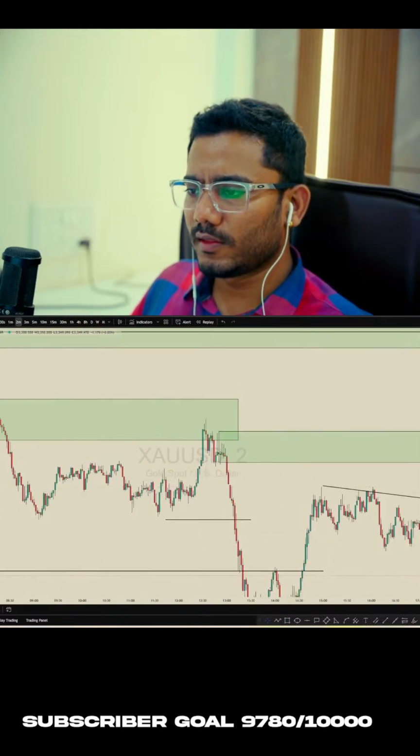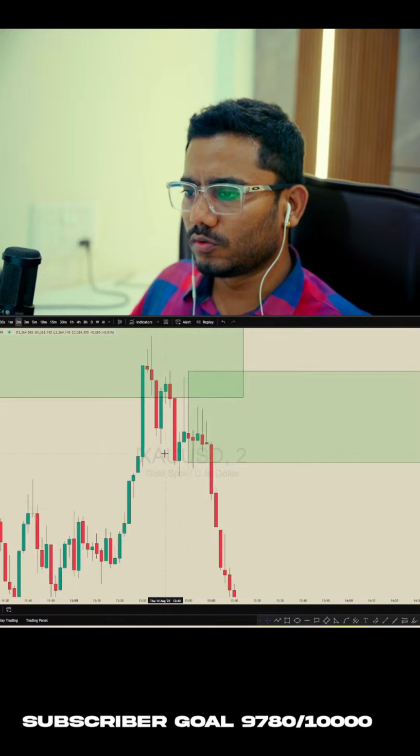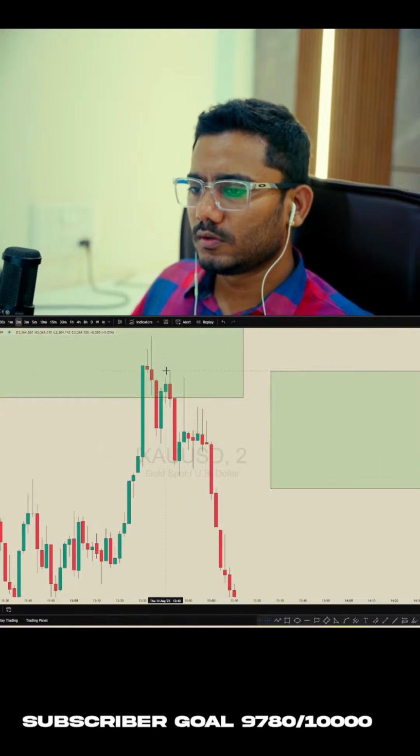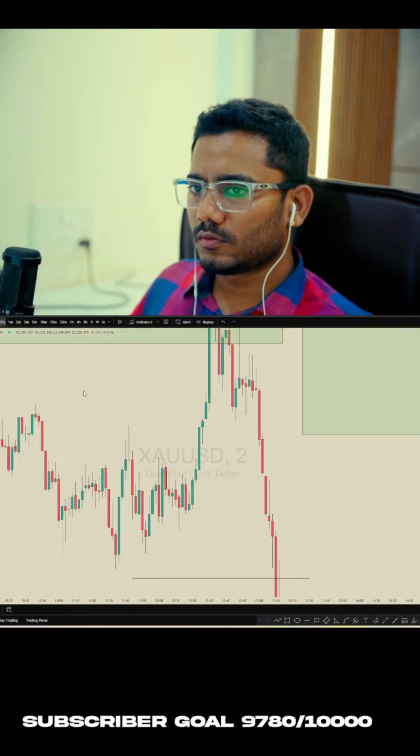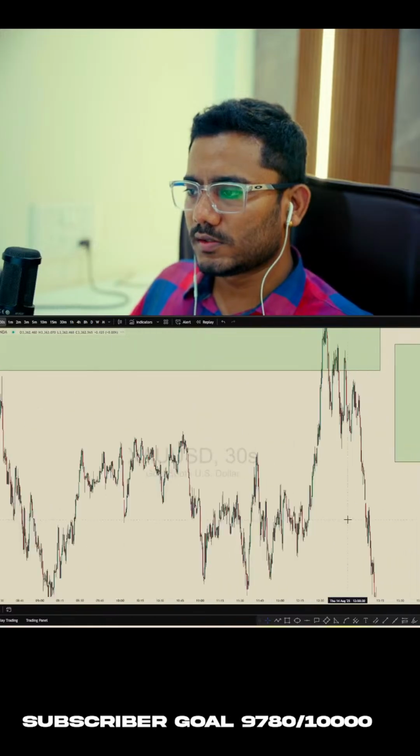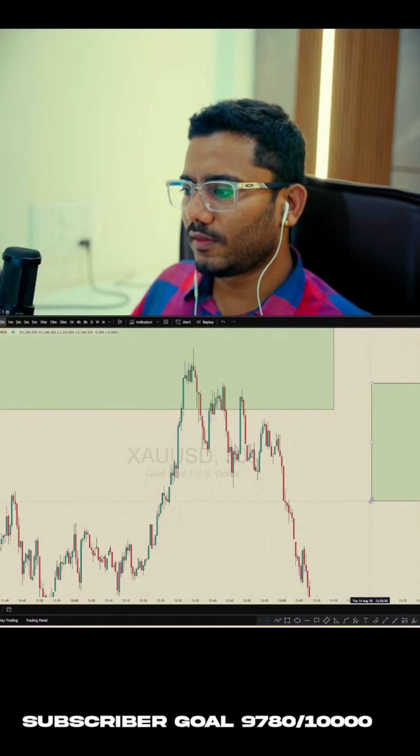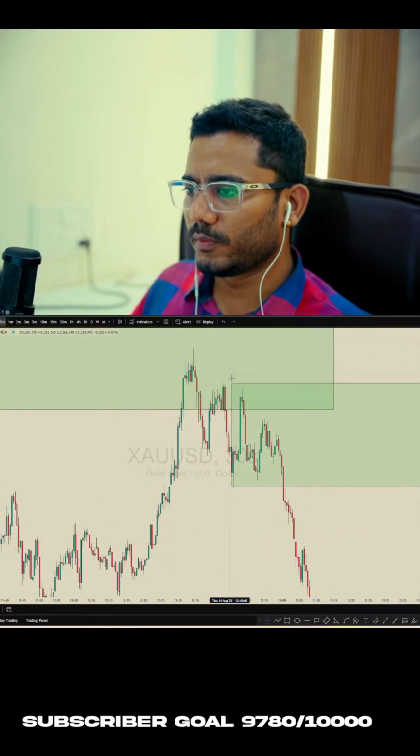If we try to mark the exact order block, let's go to a lower time frame. Let's go to 30 seconds. So this is the exact move which started to go to the upside.